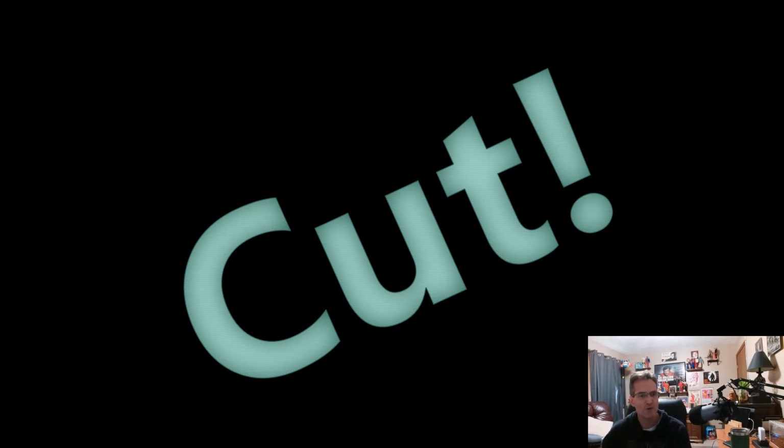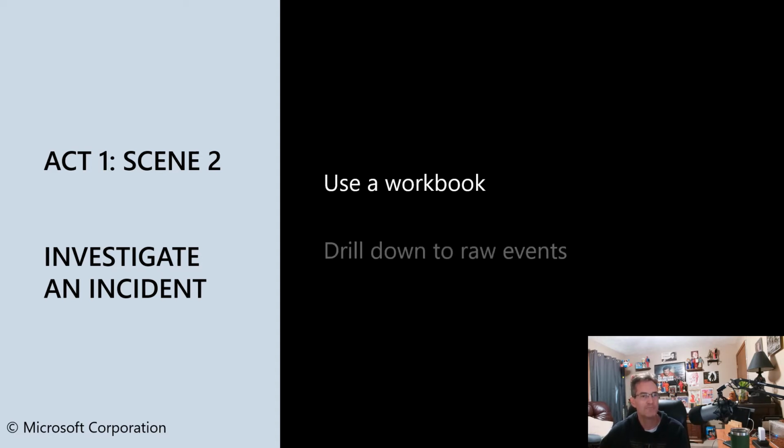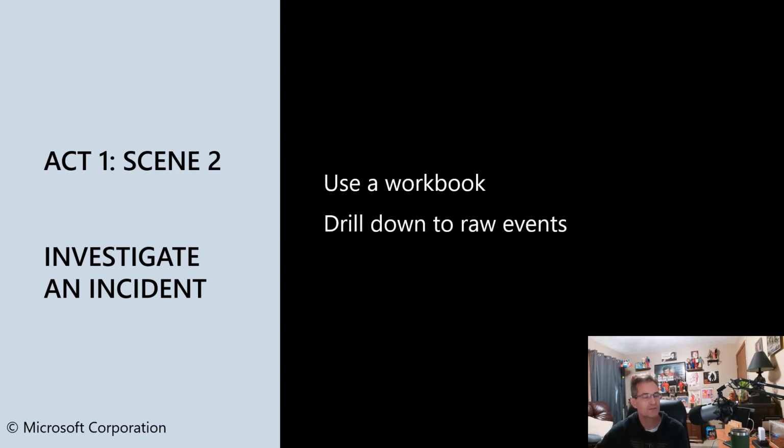All right, let's move on to phase 3 or scene 2 of our script. The next step, as you can see here in our SOC workflow, is the investigation phase. So let's use this step to look deeper into the exposed security of this event. Okay, let's look at how we'll do that. We'll first use a workbook and focus on some visualizations of the data. Look at the data a little bit differently. Next, we'll drill down to the raw events using search, using KQL or Kusto query language.